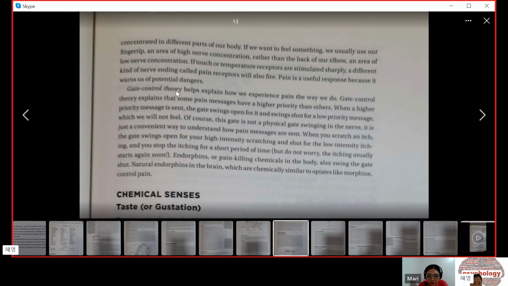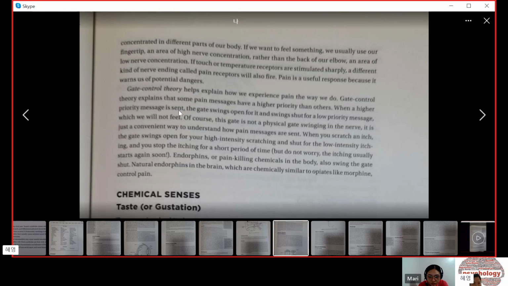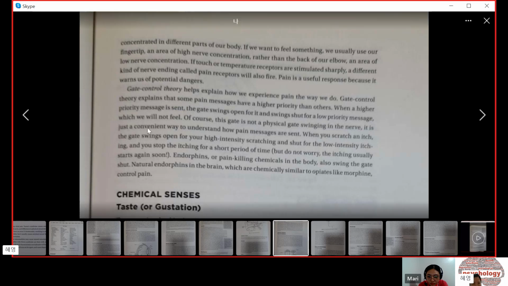Gate control theory helps explain how we experience pain the way we do. Gate control theory explains that some pain messages have a higher priority than others. When a higher priority message is sent, the gate swings open for it and swings shut for a low priority message, which will not get through.